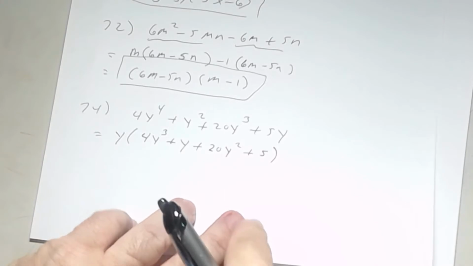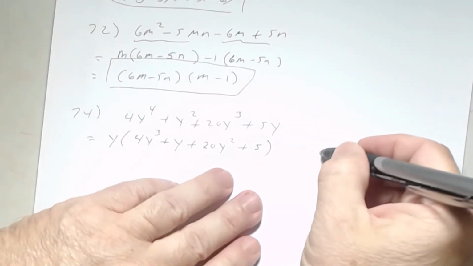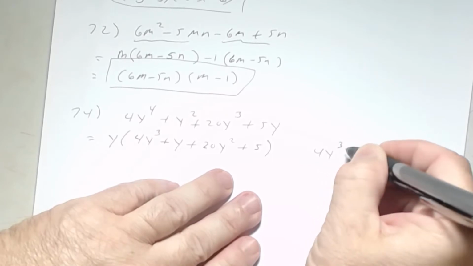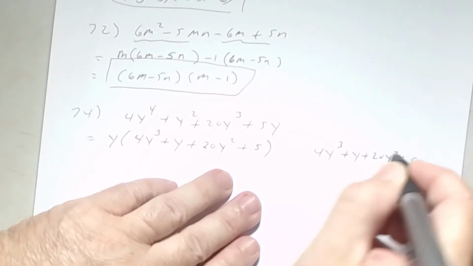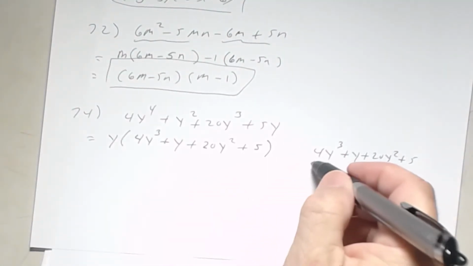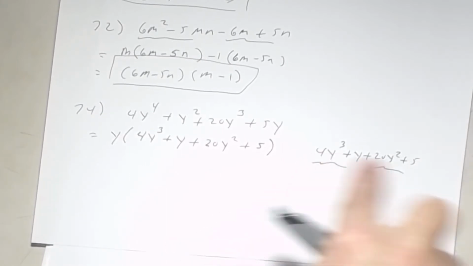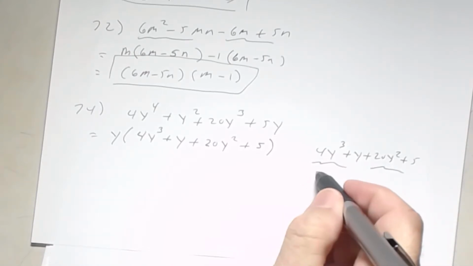Now I want you to look at what's inside the parentheses. How many terms are inside the parentheses? 4. So I'm going to go ahead and rewrite it right here. I'm going to try and factor that by grouping. So I'm going to group the first two and the last two, because the GCF now of this group right here is 1.